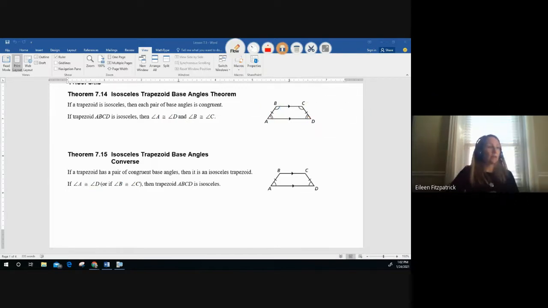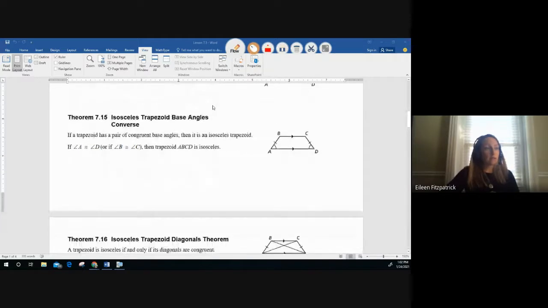Okay, we have the isosceles trapezoid base angle converse, which is just the flip, saying that if it's a trapezoid and it has a pair of congruent base angles, then it's an isosceles trapezoid.